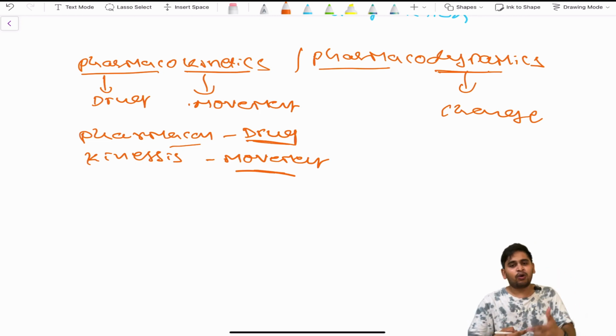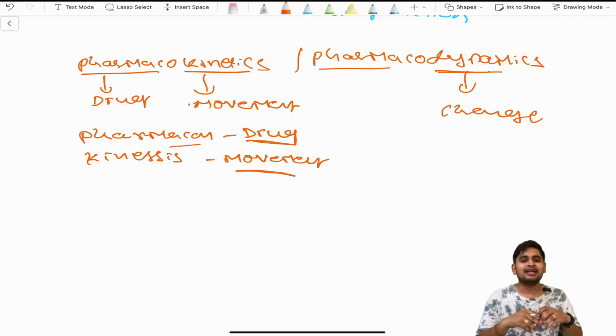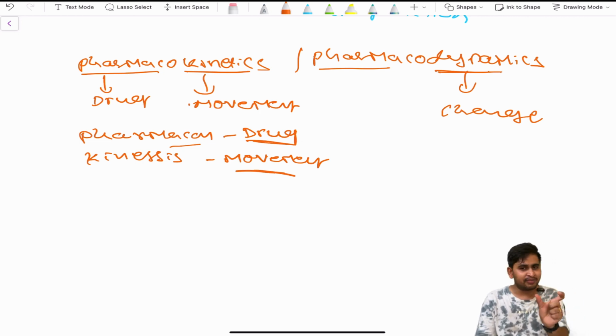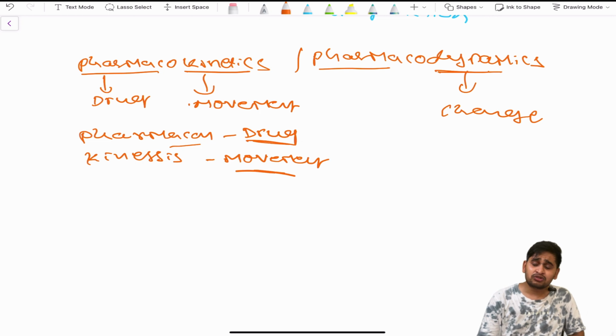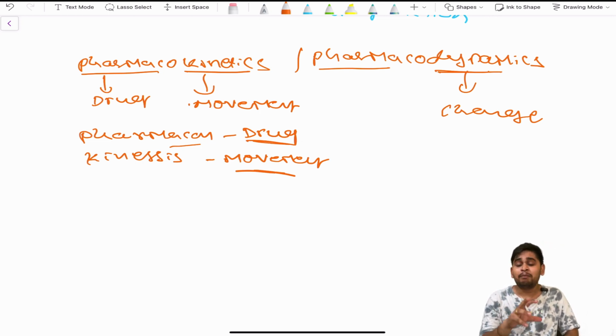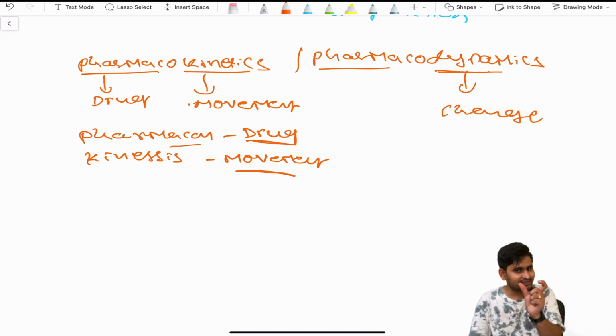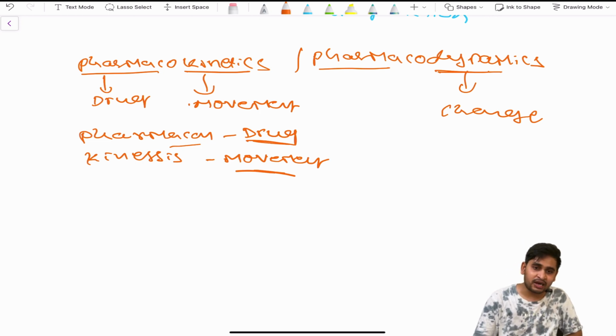Whenever a drug acts on the receptor, it brings a change in the pathophysiology. That change in the pathophysiology is called pharmacodynamics. Dynamos means change, the receptor action bringing change in the pathophysiology. What happens to the drug after that is pharmacokinetics, the movement.